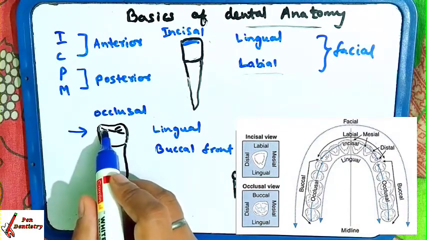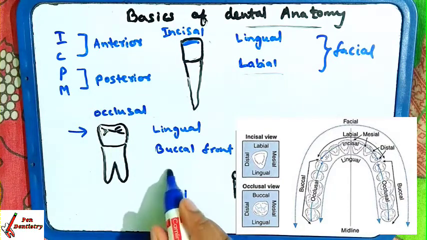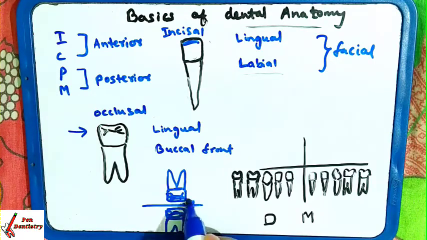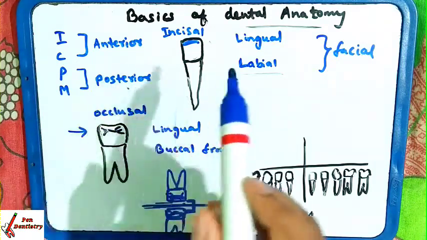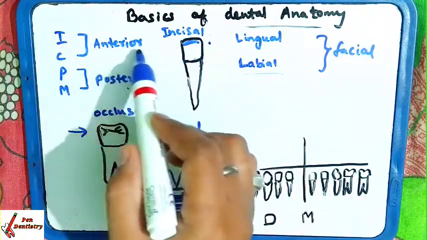The surface on the occlusal part means the surface that contacts the opposing teeth. The upper teeth are present here, and in the same manner the lower teeth are present like this. These teeth have a contact area between them. This is known as the occlusal surface in the posterior, and the same surface is known as the incisal surface in the anterior region.